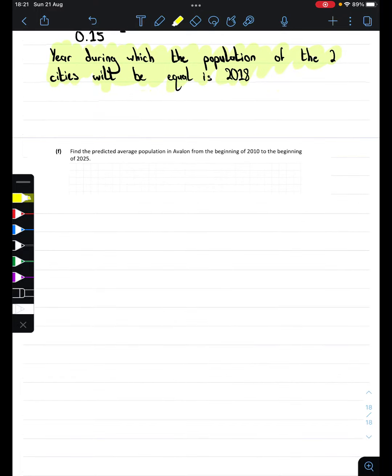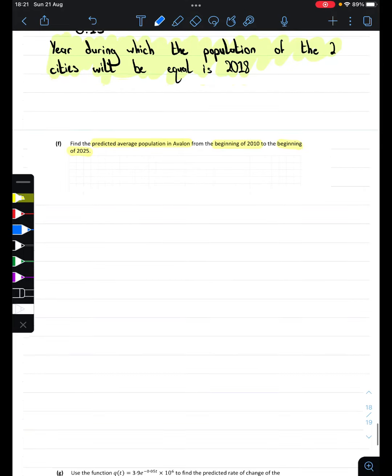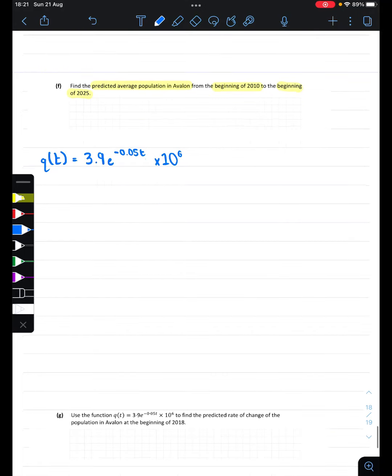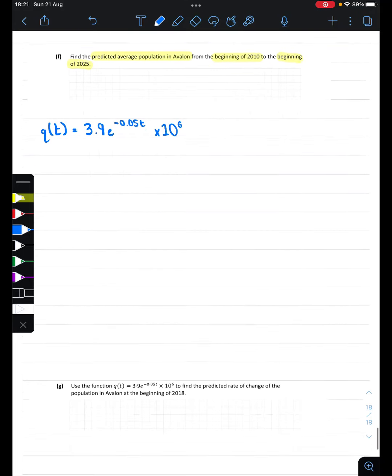Now on to part F. Find the predicted average population in Avalon from the beginning of 2010 to the beginning of 2025. We have this population function for Avalon, Q of t equals 3.9 e to the minus 0.05 t by 10 to the power of 6. We're looking for the average of this function from 2010, t equals 0, to 2025, t equals 15.